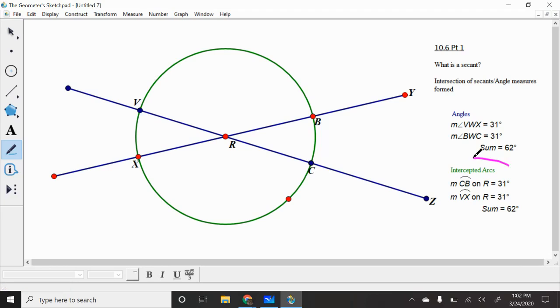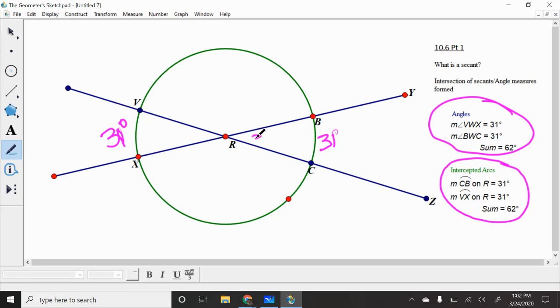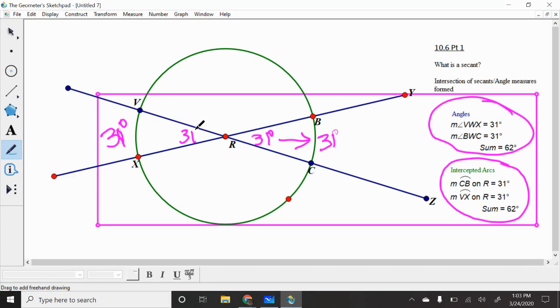Now let's take a look at this part right here. This is the intercepted arcs. Measure of arc CB is 31 degrees. So right here, arc CB is 31 degrees. And measure of arc VX is also 31 degrees. Notice that the reason these are the same measure is because you have central angles, and central angles and their intercepted arcs are always congruent.